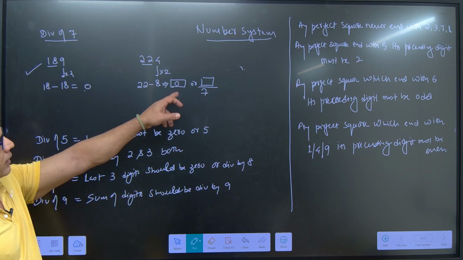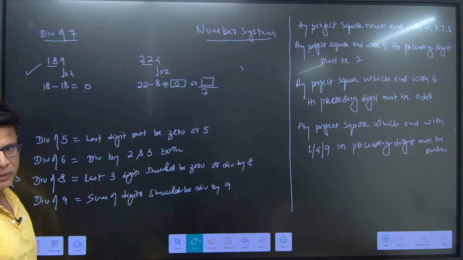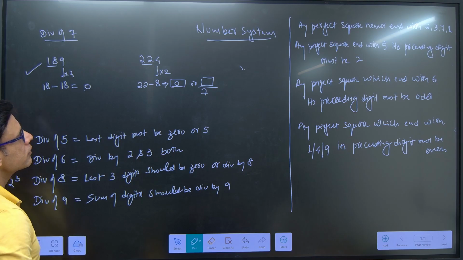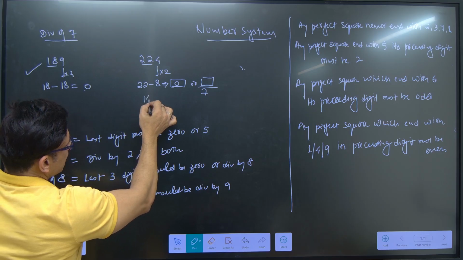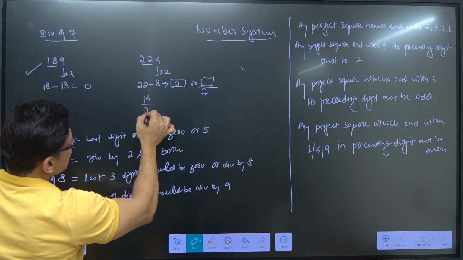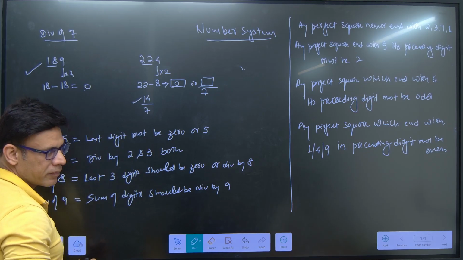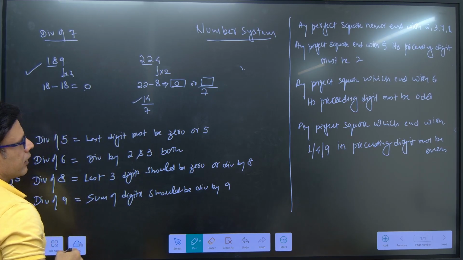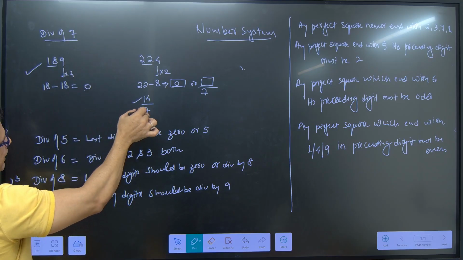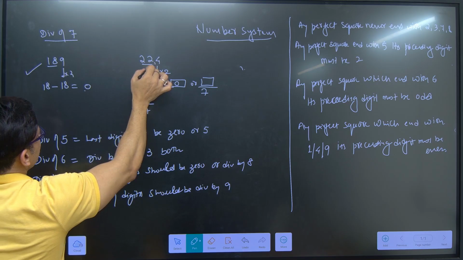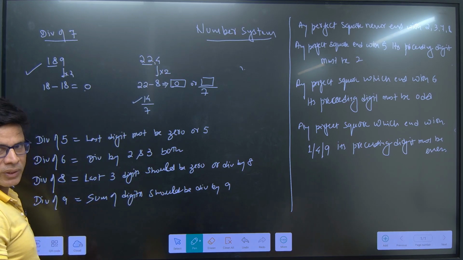Look at this. 22 minus 8 is how much? 14. Is 14 divisible by 7? This number is also divisible by 7. Let's check it out. 7 2s are 14, 7 7s are 49, 7 3s are 21 and then 7 2s are 14.